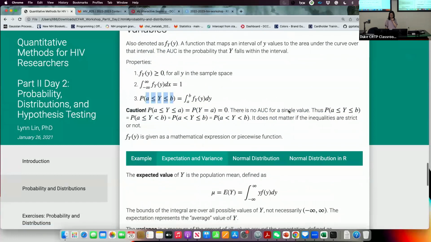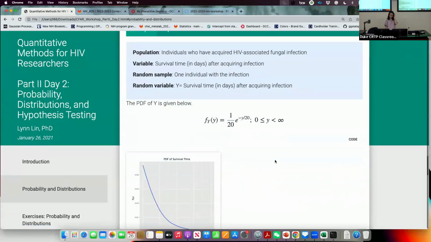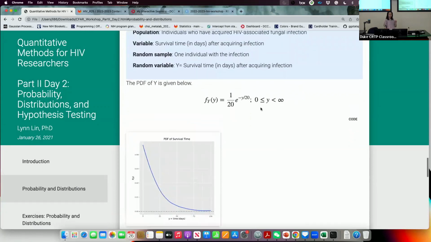Okay, so now let's look at the example. Here the population will be individuals who have acquired HIV-associated fungal infection. And the variable we are interested in is the survival time. If you look at this description of the variable, immediately we understand this is a continuous variable. The random sample is one individual, and the random variable will just be the survival time for that random individual. So instead of using a table to map the value of y to the probability, now we're actually using a function. This is one major difference.